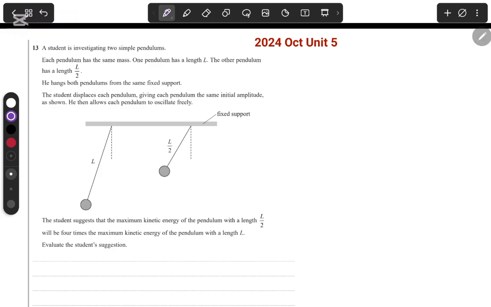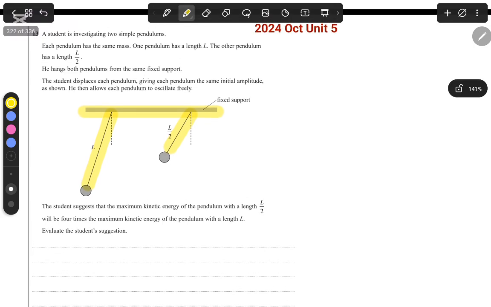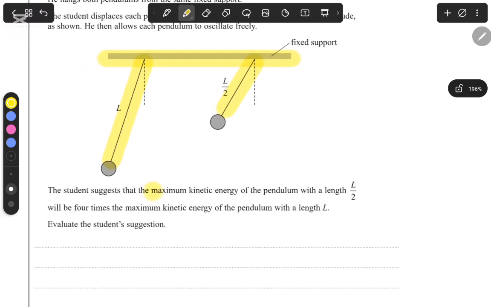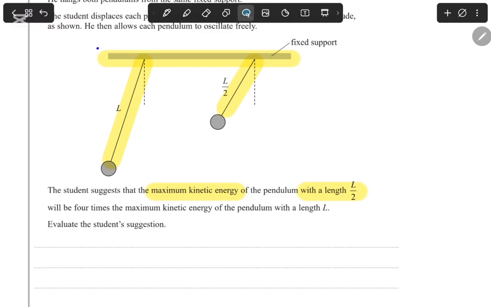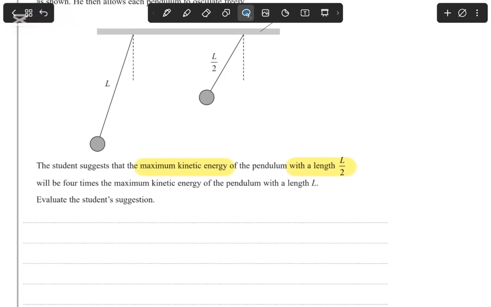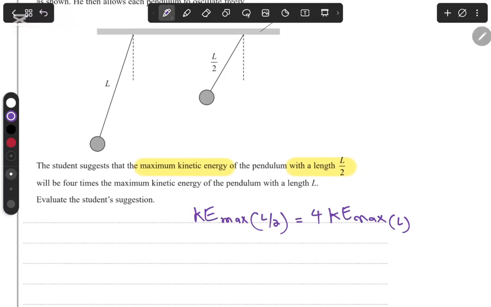Let's go. So, there's a lot of information given, but in a nutshell, you have this diagram here. That's the main thing. And you have two pendulums. In the first one, you have the length L, and the second one you have length L by 2. And then both of the pendulums are displaced and they oscillate. And then the student suggests that the maximum kinetic energy of the pendulum with length L by 2 will be 4 times the maximum kinetic energy of the pendulum with length L.